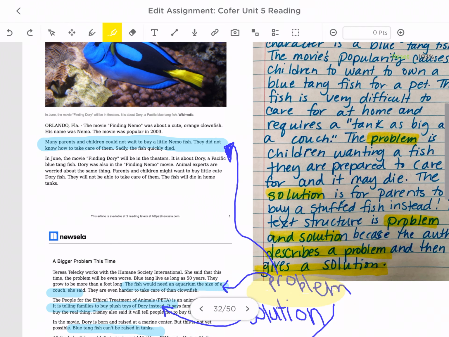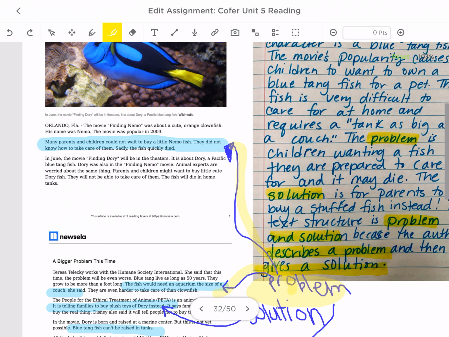So here's my problem right here, and here are my arrows to the parts of the text. So the part of the text that I highlighted for the problem is this. When I read, many parents and children could not wait to buy a little Nemo fish. They did not know how to take care of it, and sadly the fish died. So when the movie Finding Nemo came out, everybody wanted to buy that fish and it didn't go so well.